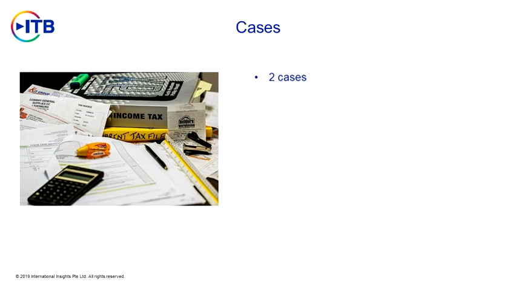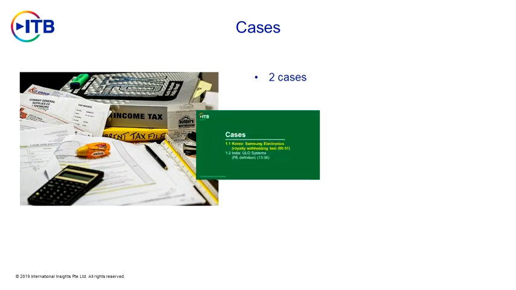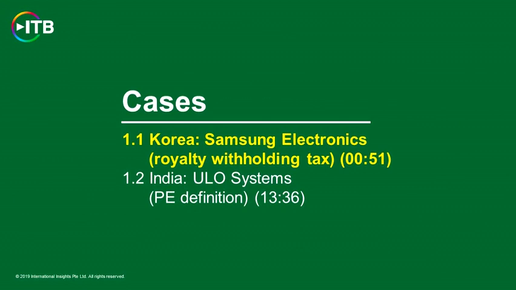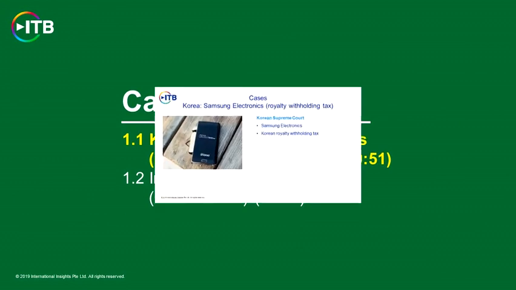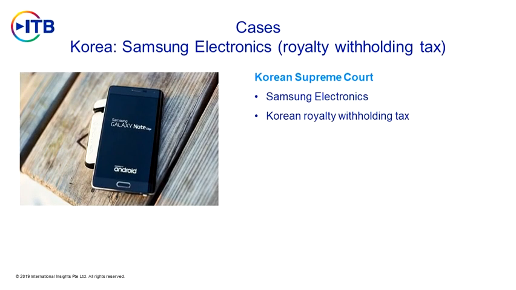I have two cases for you this week. The first case is a decision of the Korean Supreme Court. It's called Samsung Electronics, and it concerns the imposition of Korean royalty withholding tax.